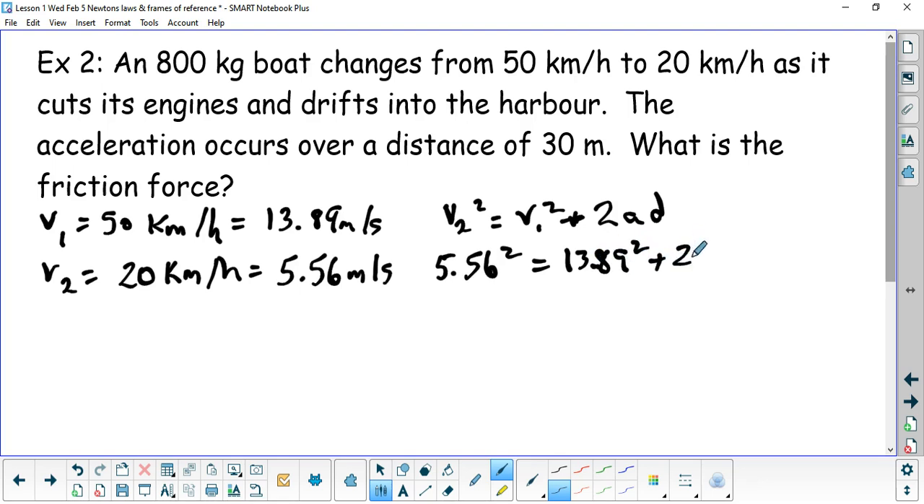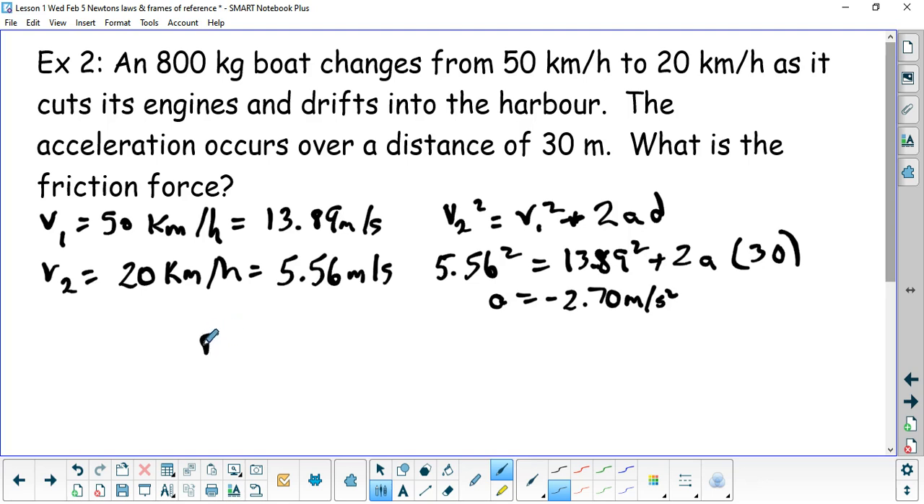And plus 2 times my A, which is what I'm trying to find, and it happens over 30. So I'll do my math, I'll rearrange the whole lovely thing and get an acceleration of negative 2.70. Now I am keeping an extra digit. You'll notice my final sig figs will be 2, but I can keep this extra digit because I'm not done yet. This is not my final answer. I got a negative acceleration, which is excellent. I should get a negative acceleration because I am dealing with something slowing down, so it's very logical.